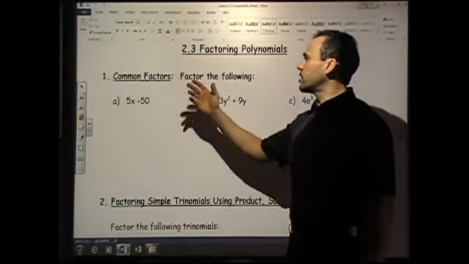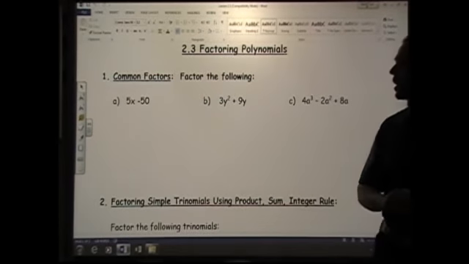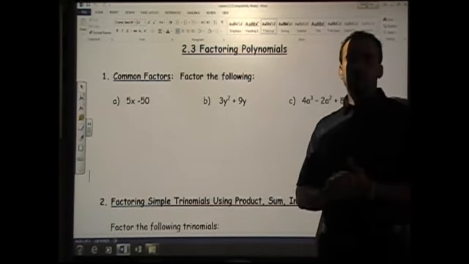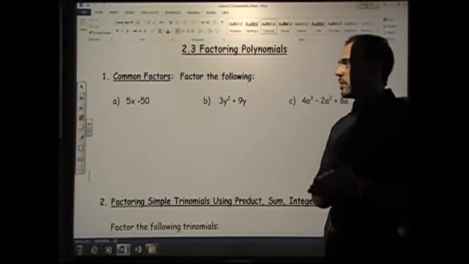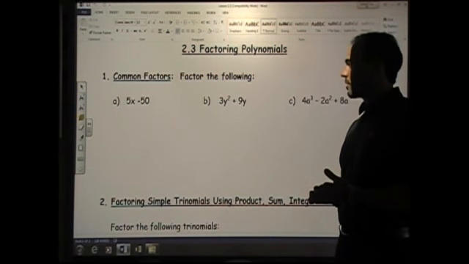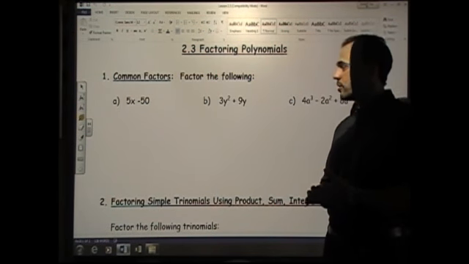Okay, so let's take a look at this 2.3 factoring polynomials. This is just a recap from last year. From grade 10, you had to know all the types of factoring. So this is just a recap of that. If you don't know how to factor, this is going to be a good little session for you.